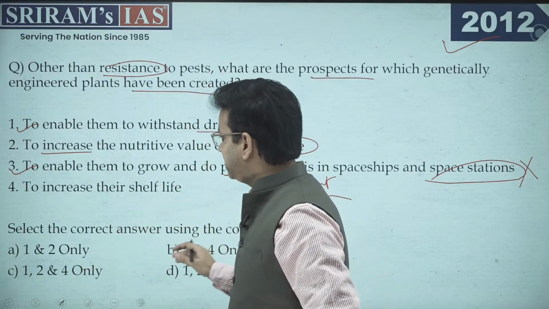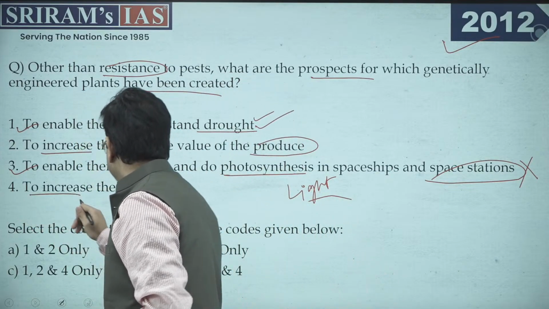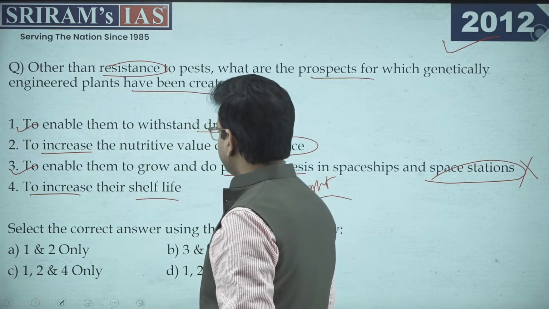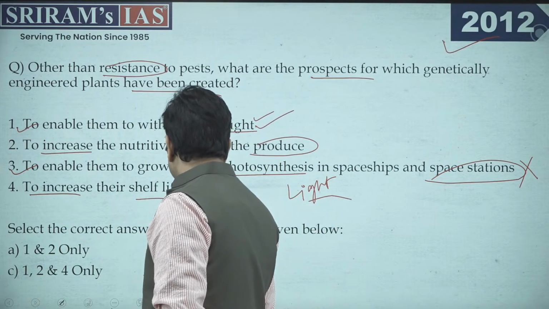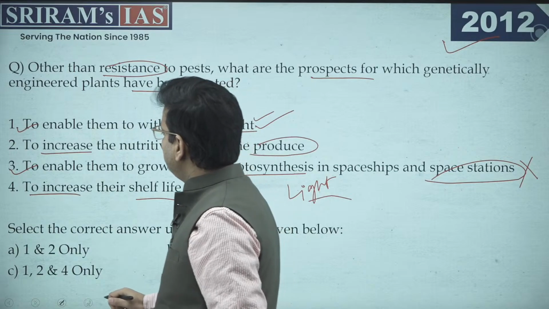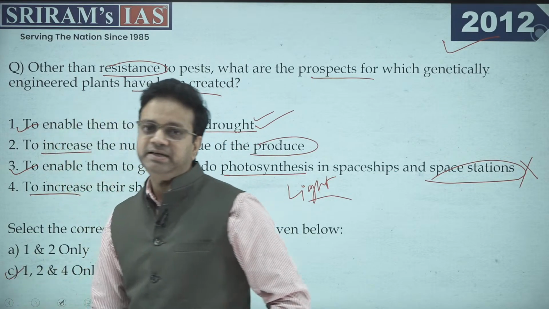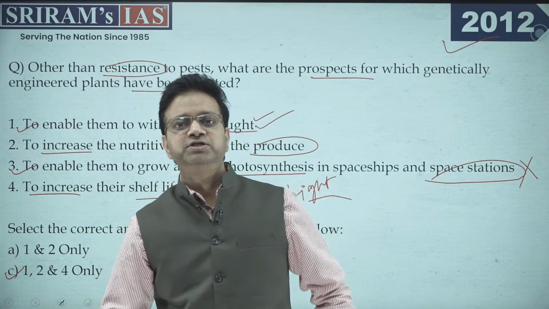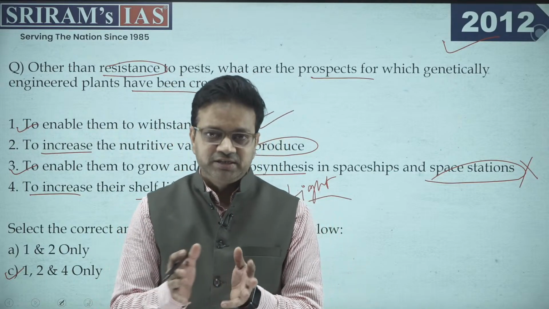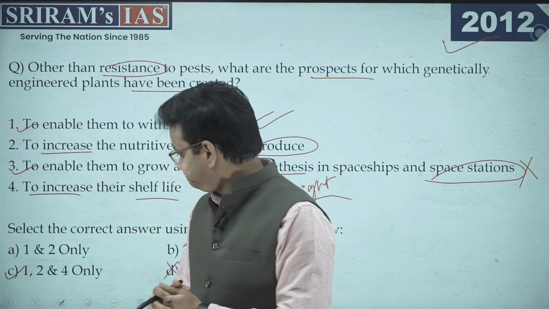So this statement is incorrect. The last statement is to increase their shelf life. So if you negate option number 3, this is something which is not there, and you have the options left which are 1, 2 and 4. So option number C is the correct one. So in some questions you can even use your common sense to come up with conclusions.